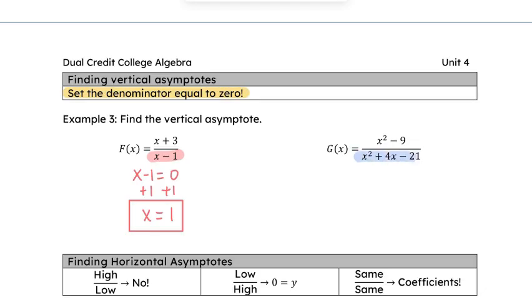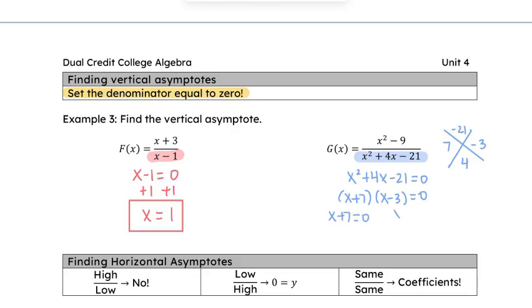For my second one over here, I've got x squared plus 4x minus 21. And when I set that one equal to 0, I do need to factor. So I'm going to put a negative 21 on the top of my x, a 4 on the bottom. Looking for two numbers that multiply to negative 21 and add to 4. That would be 7 and negative 3. So I'm going to have x plus 7 and x minus 3. So that means x plus 7 equals 0 and x minus 3 equals 0. Subtract 7 over here, so x equals negative 7. And add 3 over here, so x equals 3.